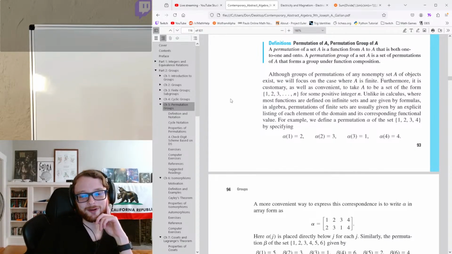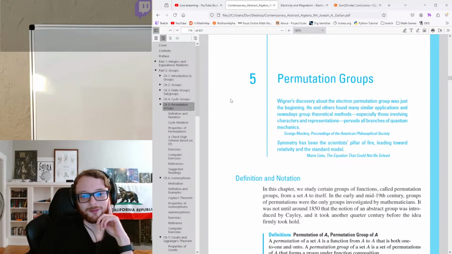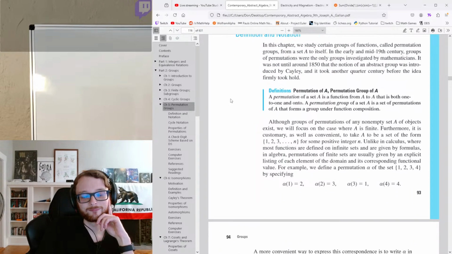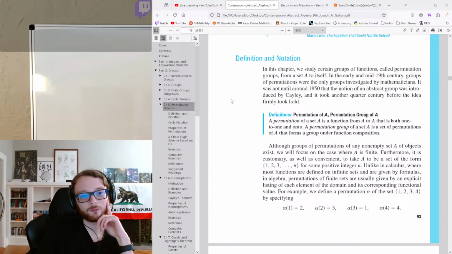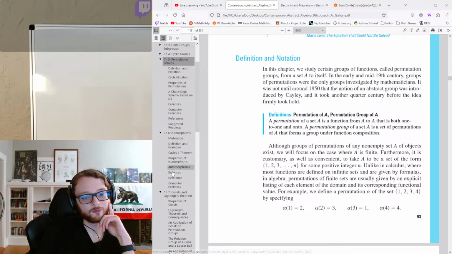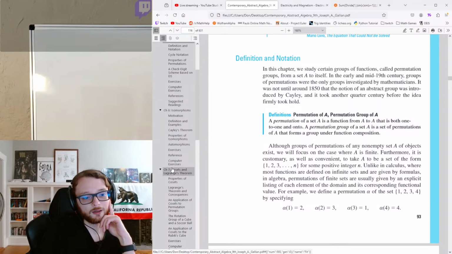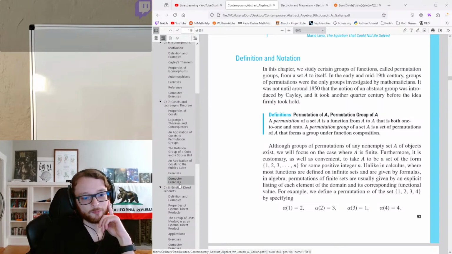So it's pretty early on into group theory. But what we've learned about like subgroups and cyclic groups, and I'm just studying on permutation groups, and then we'll get into isomorphisms. Lagrange's theorem, all that good stuff.